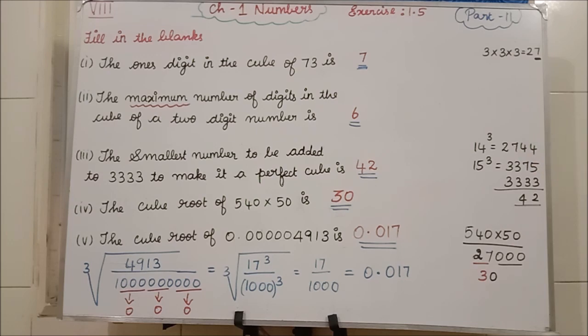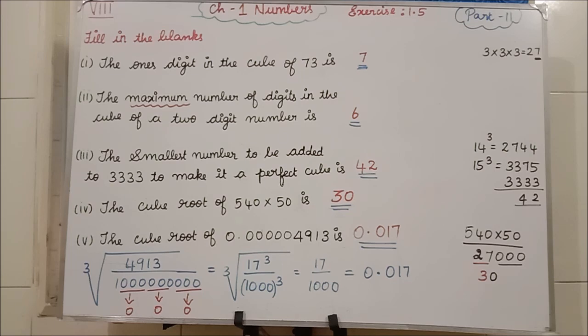14 cube means what? 14 into 14 into 14. If you are multiplying, I am getting 2744. Clear? So the 15 cube answer is 3375. So in between these two numbers only 3333 will come, isn't it? So what I am doing is subtracting the given answer from 3375. What is our given answer? 3333. With this given answer I am subtracting 3375. What number am I getting as the remainder? I am getting the remainder as 42.